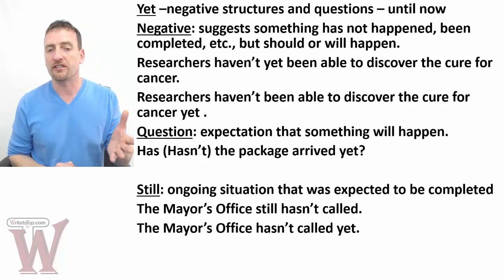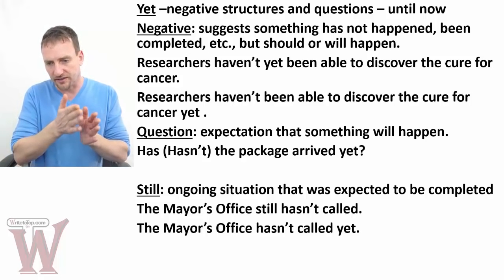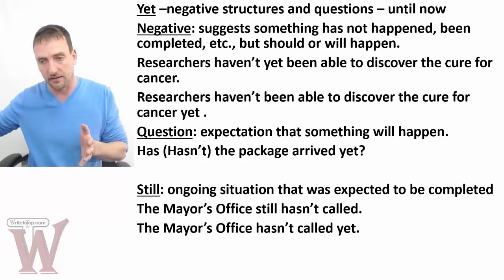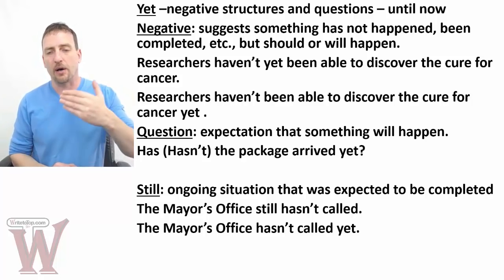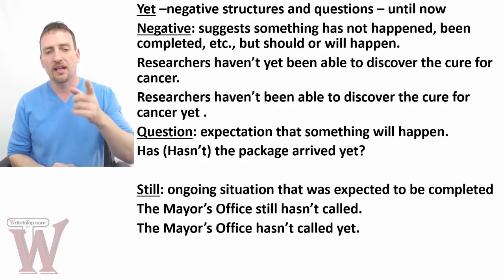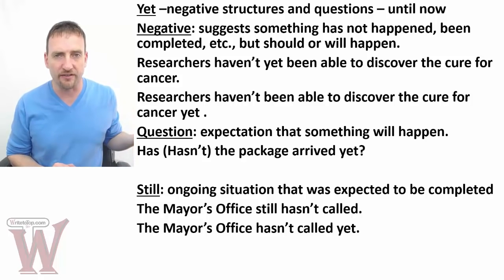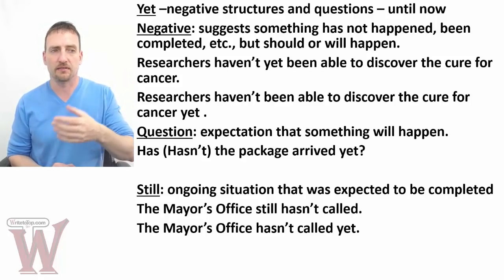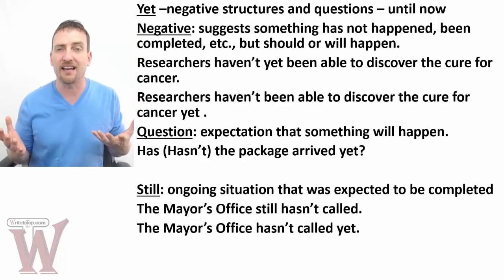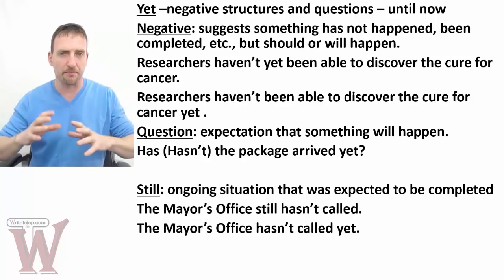So the mayor's office still hasn't called. So they haven't called, and this non-calling continues until now, okay? The mayor's office hasn't called yet. Now, what's the difference between these two? The first one with still, it should have already happened. I was waiting for it to happen already, but it still hasn't. The second one, yet, means I wasn't really expecting any time. I just expect that it will happen when, not important, but it must happen.